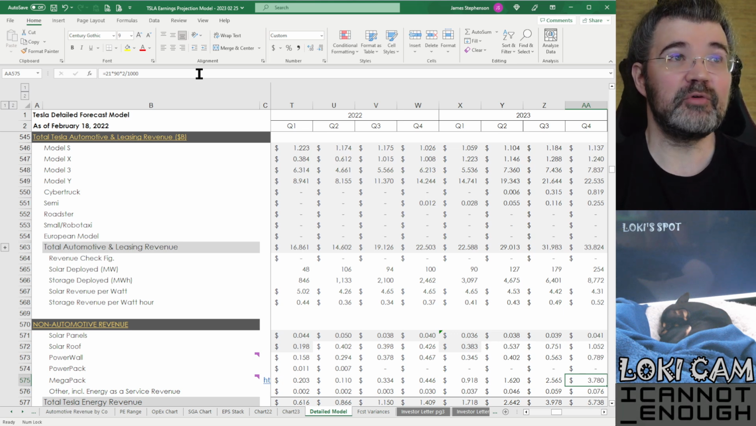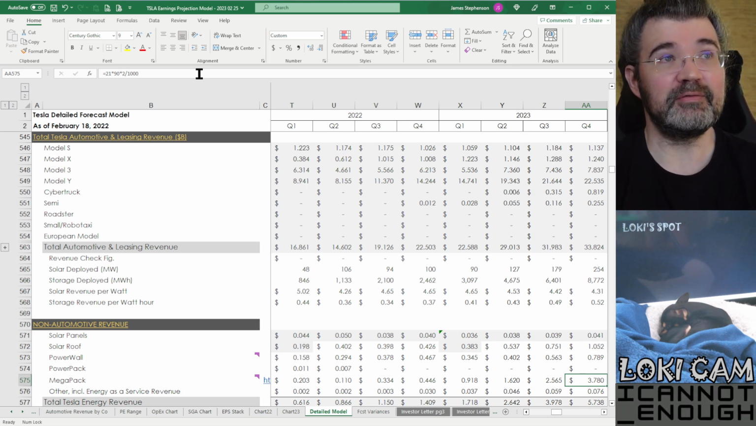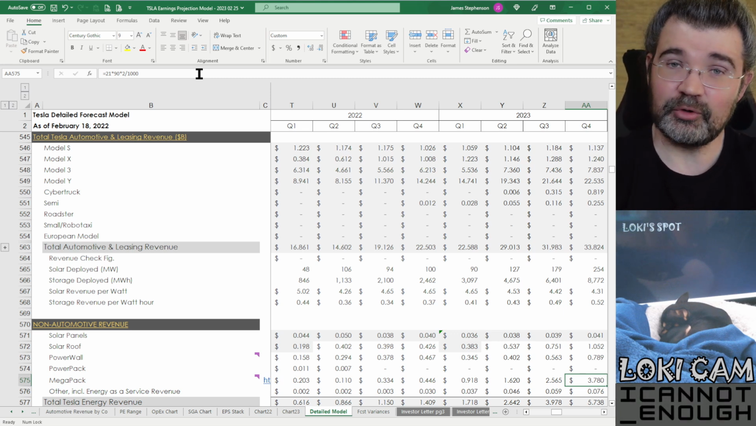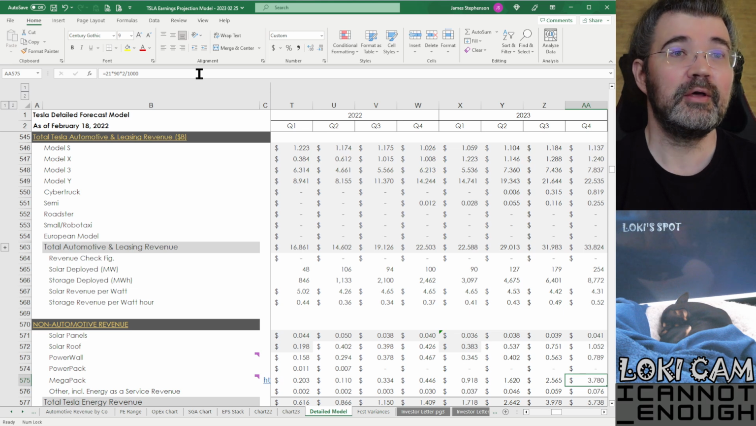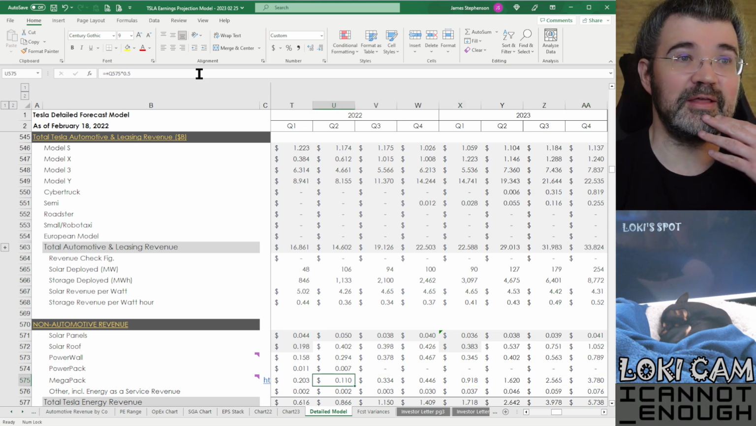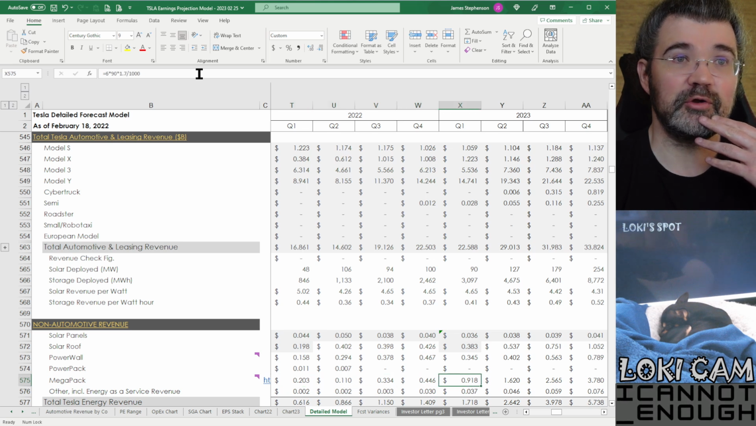The Lathrop facility is supposed to be able to produce 25 megapacks per day on its own, and then Giga Nevada is still producing some megapacks, maybe not very many, but that's where these amounts were coming from in previous quarters.